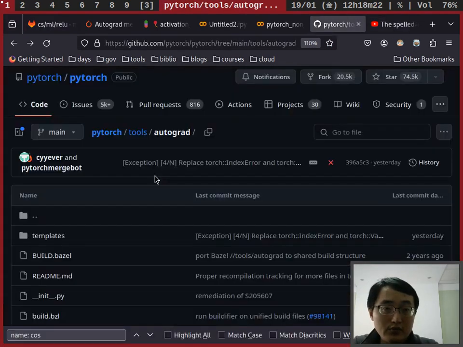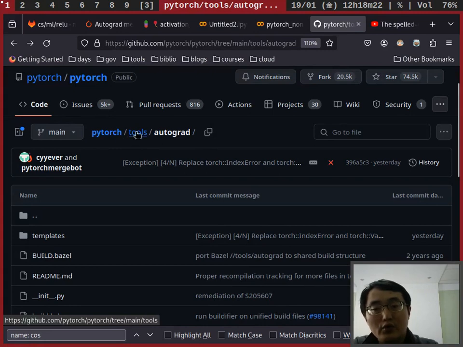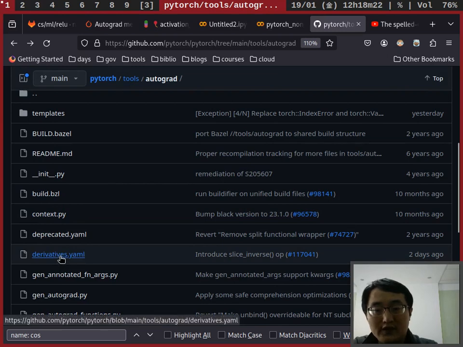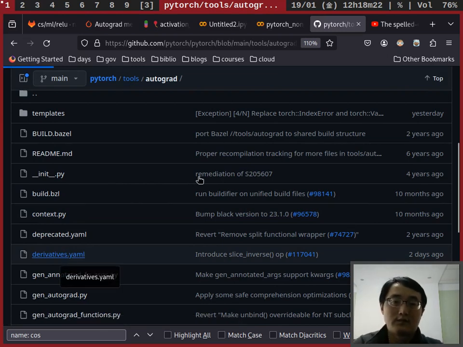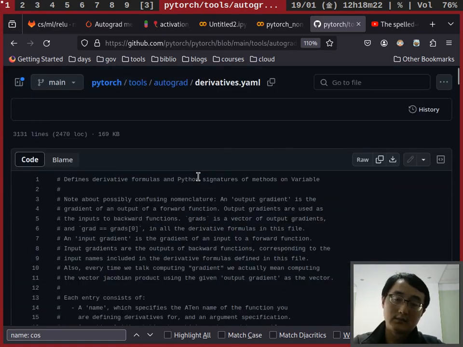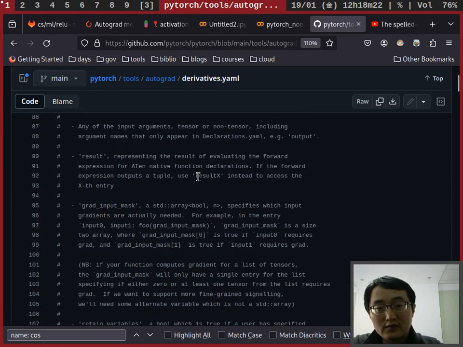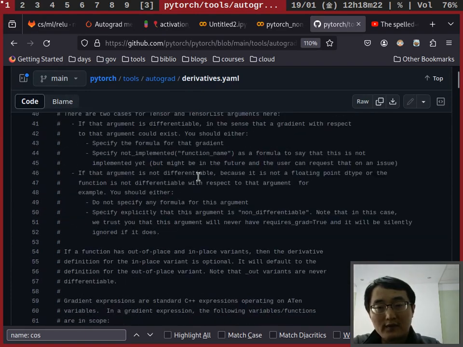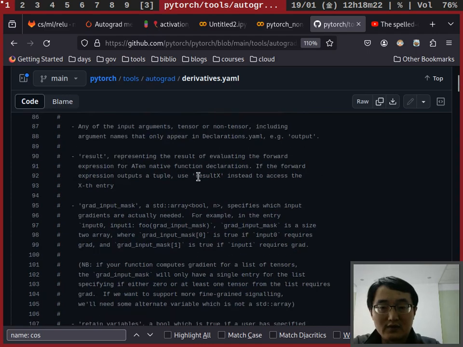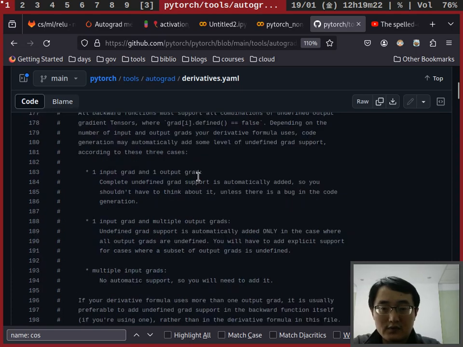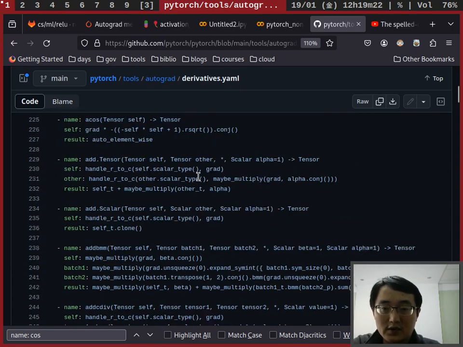Okay, and now let's go to the PyTorch source code, and in particular we'll go into tools, autograd, and then derivatives.yaml. And on top of the file there is a long explanation for the file. I think we'll skip it because we don't have that much time.